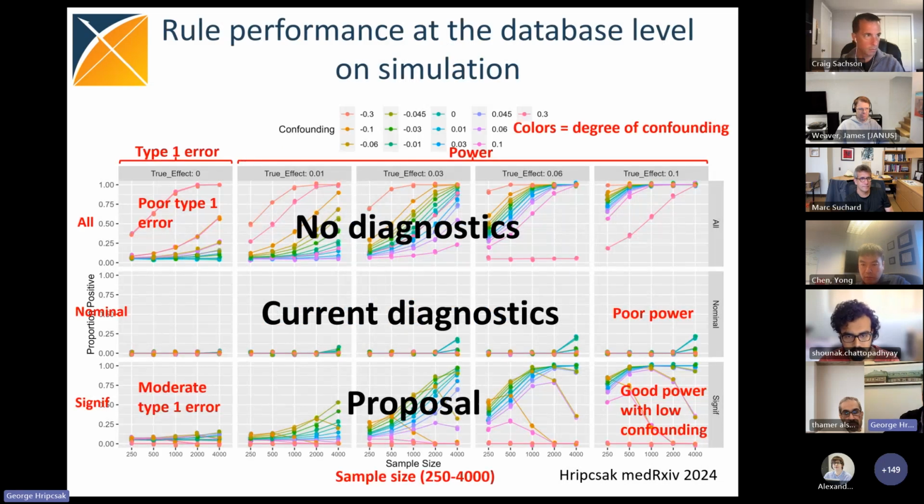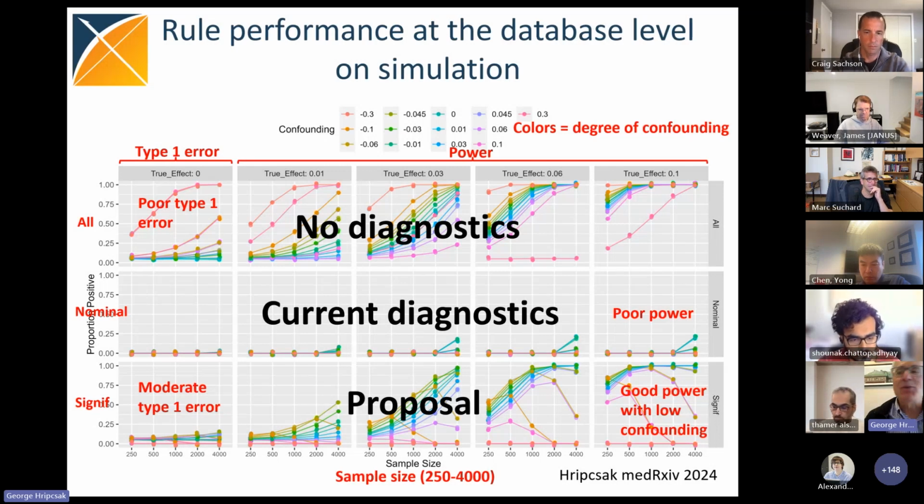Here's the answer for databases. It's a busy slide, but I'll summarize it. So the first row tells me type 1 error because there's no true effect. The rest of the columns say power because there is a true effect. And if you see the first row, it says no diagnostics, that's all. You see on the left, it says poor type 1 error. So the problem if we do no diagnostics is we get poor type 1 error. How poor? 100%. So the worst you can possibly do is 100% because we're aiming for 5%. So it's basically a completely invalid study.